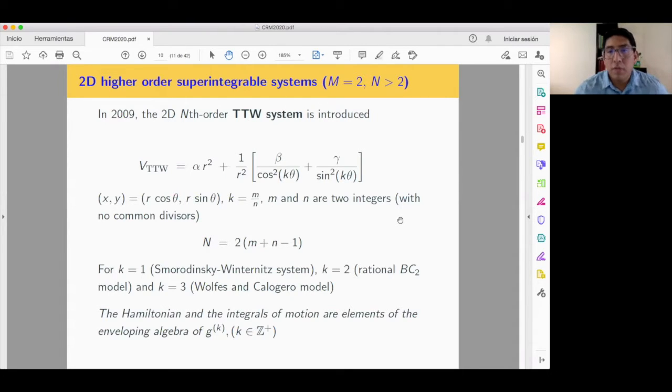This potential unifies very well-known and celebrated examples. For example, at k equal to 1, we recover the Smorodinsky-Winternitz systems. K equal to 2 corresponds to the rational BC2 model. And for k equal to 3, we again have the Wolfes and Calogero model. It had a very great impact on the field of superintegrable systems. So it unifies a lot of them and presents an infinite family labeled by this integer n.